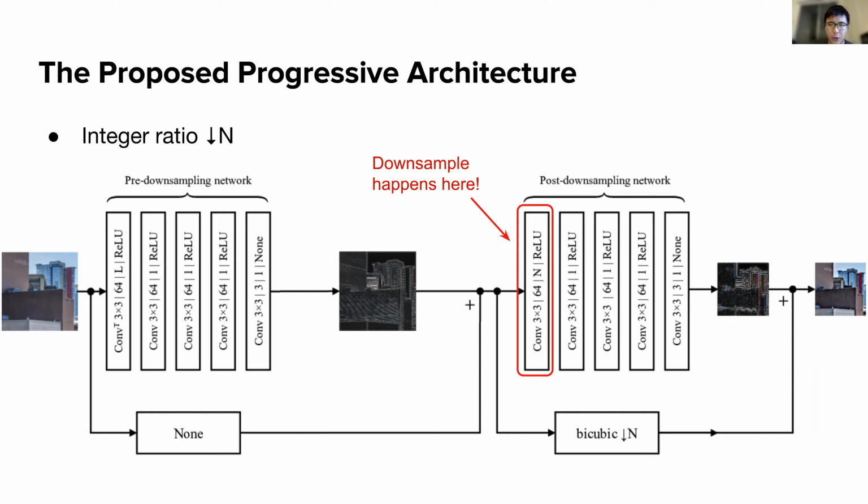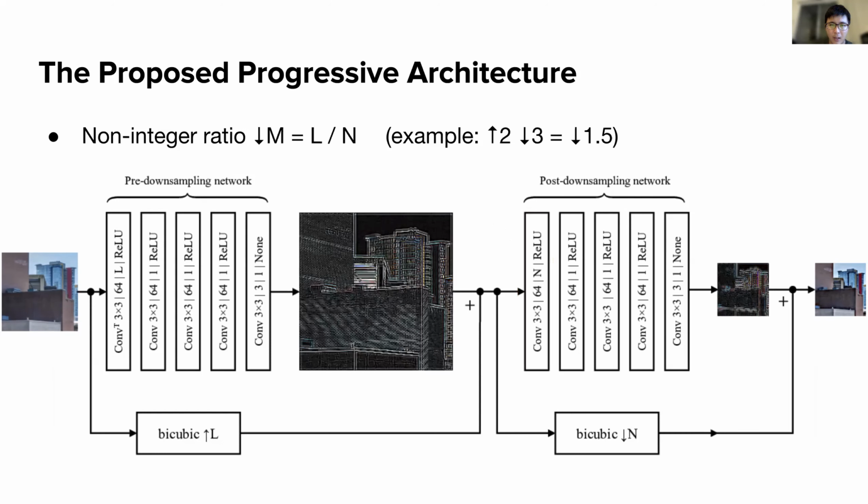Actually, this architecture is inspired by the polyphase representation used in multi-rate signal processing. If you compare them, they look quite similar. And this architecture can also handle non-integer scaling factors easily. You just need to express the fractional factor as L over N, where L and N are both integers. For example, if you want to downscale by 1.5 times, you can upscale by 2 in the first subnetwork and then downsample by 3 in the second subnetwork.